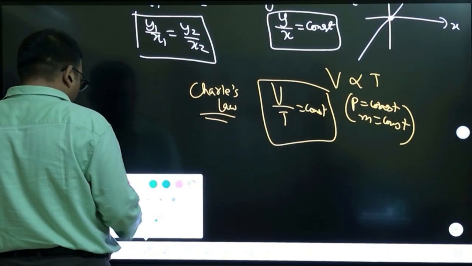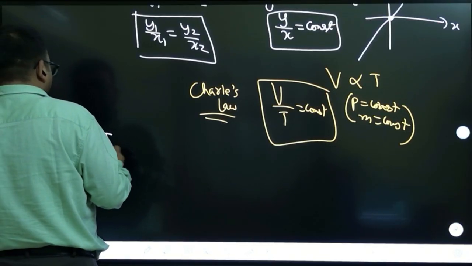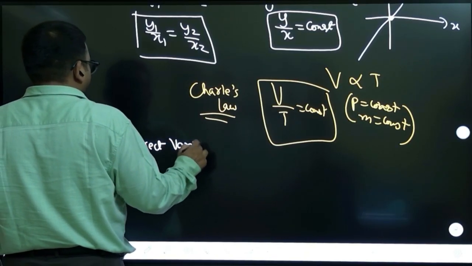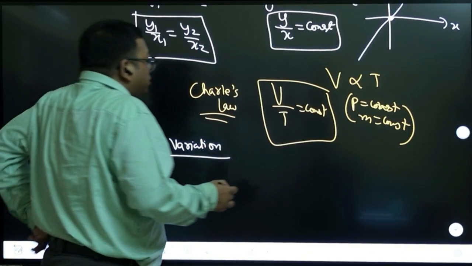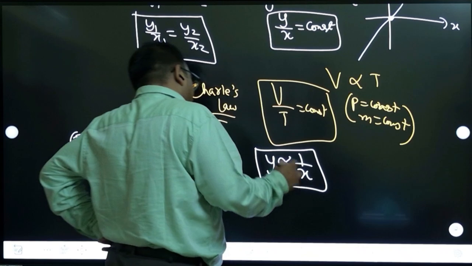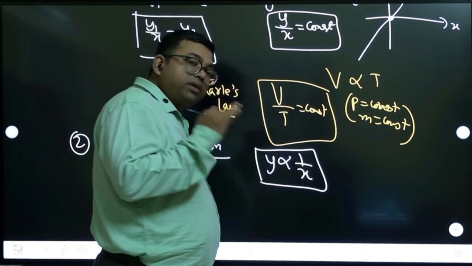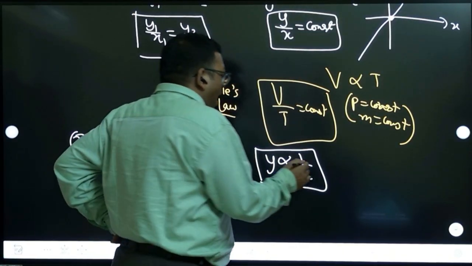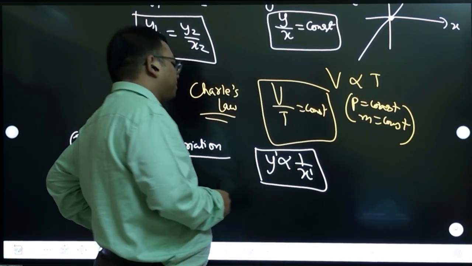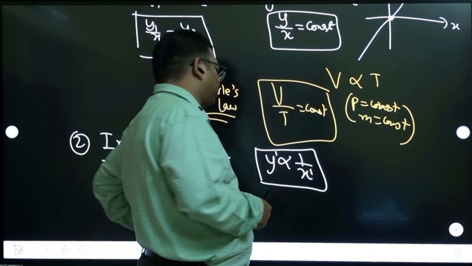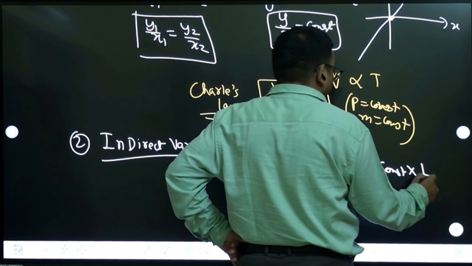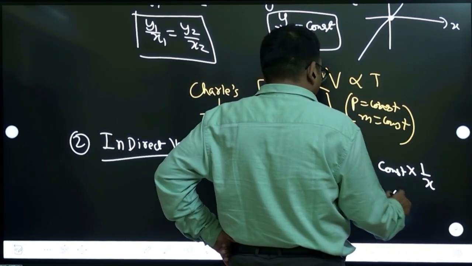What about other type of variation? Other is called indirect variation. So what does indirect variation mean? Y is inversely proportional to x. Inverse means again power is one only. Power of x and power of y both are one. Okay, not inverse square. So here you can see y is equal to some constant multiplied with 1 by x. So x times y is going to be constant.